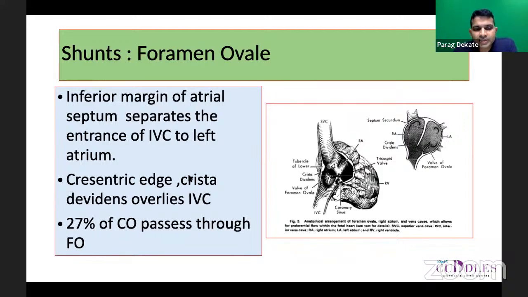So you can see the crescentic edge, crista dividens, overlies the IVC. So it is like a schematic representation. You can see it is absolutely in the middle of the IVC. And 27% of the total cardiac output passes through the foramen ovale. So whatever the amount of blood ejected by the left ventricle, 27% comes to this foramen ovale.